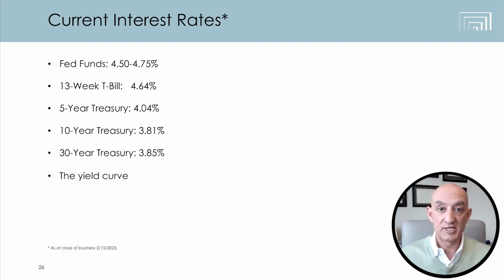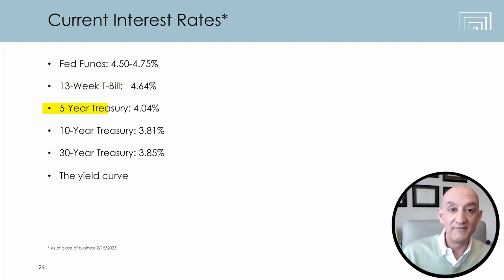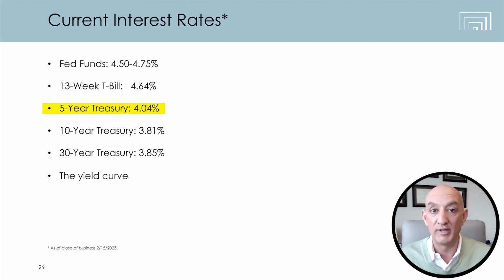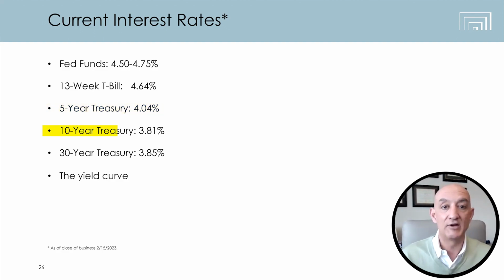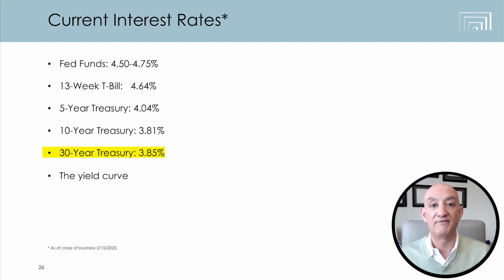As of yesterday's close of business, just to give you something that's a little bit more real life, here are current interest rates. The Fed funds rate is at 4.5 to 4.75%. So we basically say 4.75%. The 13-week Treasury bill is at 4.64%. The 5-year Treasury bond is at 4.04%. The 10-year is at 3.81%. And the 30-year is at 3.85%. That's as of yesterday's close.